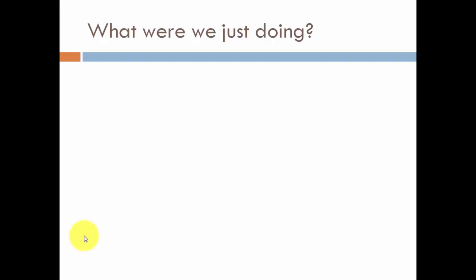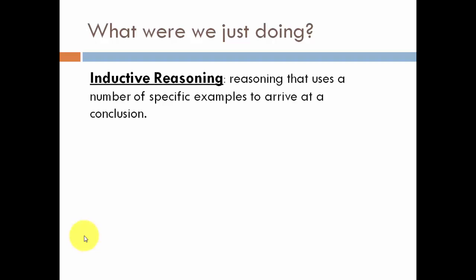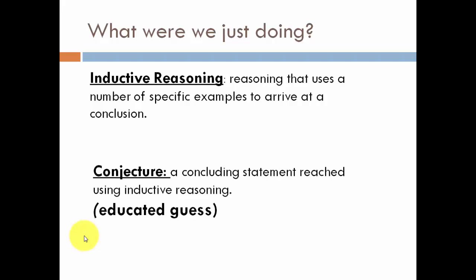So, what were we just doing in those 2 examples? We were using inductive reasoning. Inductive reasoning is reasoning that uses a number of specific examples to arrive at a conclusion. A conjecture is a concluding statement reached using inductive reasoning. It's an educated guess. So our 2 answers on the previous slides were both conjectures, and we had to use inductive reasoning in order to arrive at those conjectures.